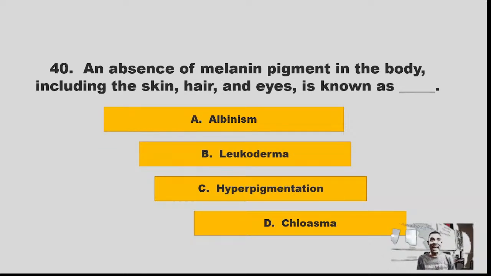And an absence of melanin pigment in the body, including the skin, hair, and eyes, is known as, is it albinism, leukoderma, hyperpigmentation, or chloasma? An absence of melanin pigment in the body. Is it A, B, C, or D?